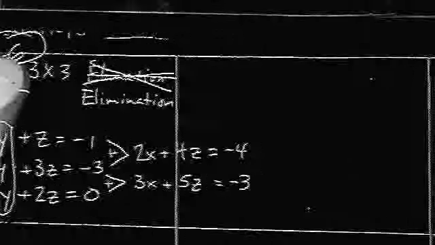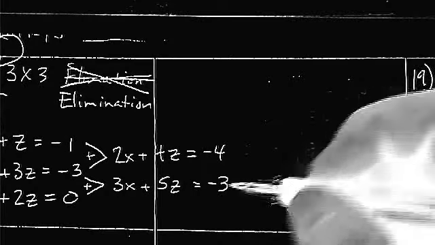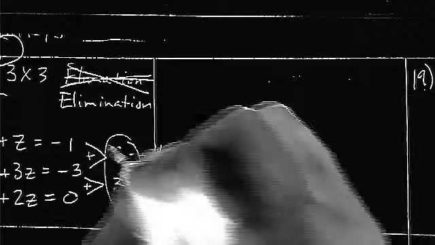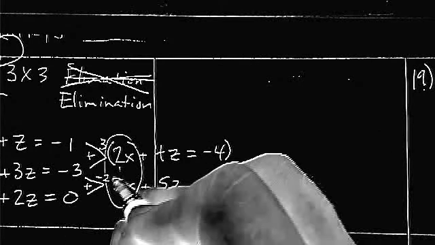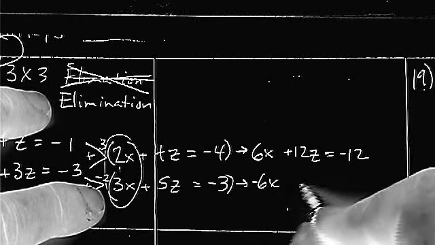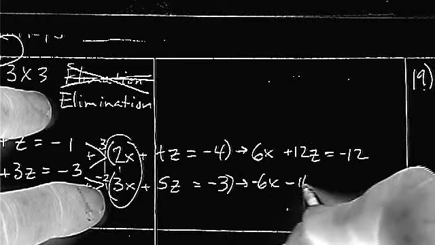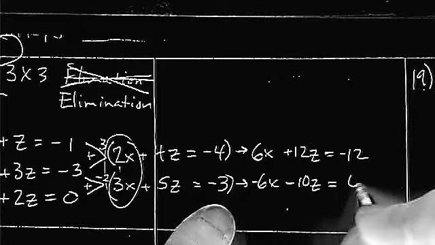That's good for me. I like that because now I can look at this and go, okay, now I need to get rid of a different variable, x or z. I think I want to get rid of x, so I'm going to multiply the top equation by 3 and the bottom equation by negative 2. And that's going to give me 6x plus 12z equals negative 12. And that one's going to give me negative 6x minus 10z equals negative 2 times negative 3, which is 6.